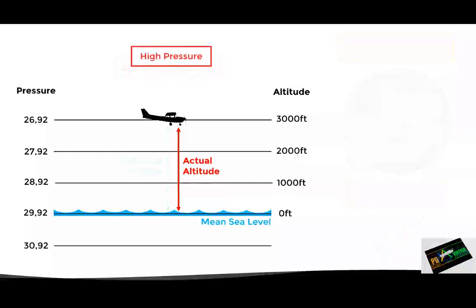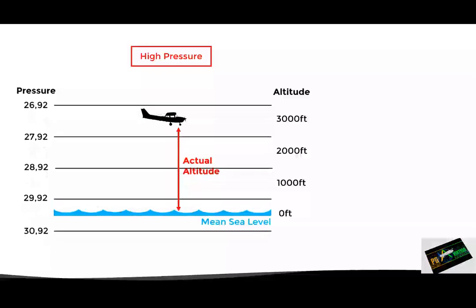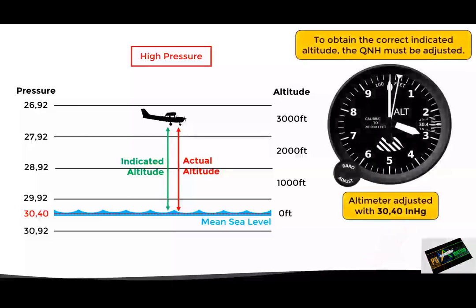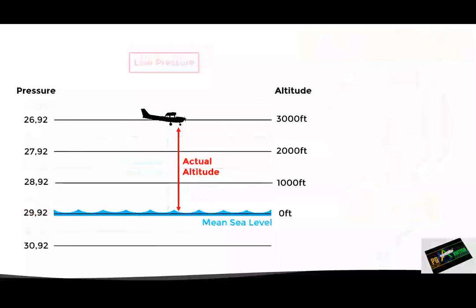However, if there are higher than standard pressure conditions, the isobars will move upwards, and therefore, the pressure at sea level will be higher than 29.92. In this particular example, it is 30.40. In this situation, if our altimeter is still adjusted with the default setting of 29.92, the indicated altitude will be lower than the actual altitude. So, in order to obtain the correct altitude reading, the altimeter must be adjusted with the current QNH, in this case, 30.40. Now, on the other hand, the opposite happens if there are lower than standard pressure conditions.